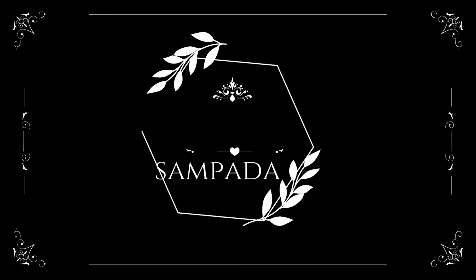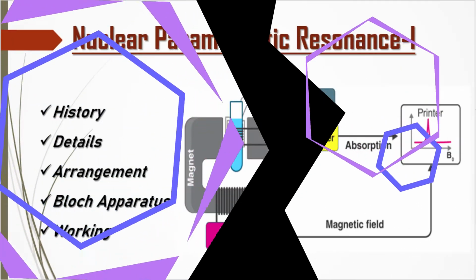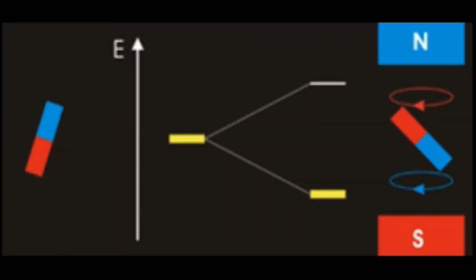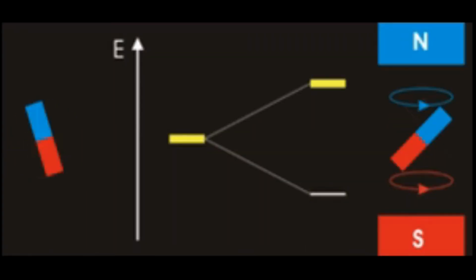In our previous class of magnetic resonance, we discussed about NMR, that is nuclear magnetic resonance. And we saw that based on the radiation which is absorbed, we are going to distinguish mainly two different types of resonance phenomena. One is ESR and another one is NMR.